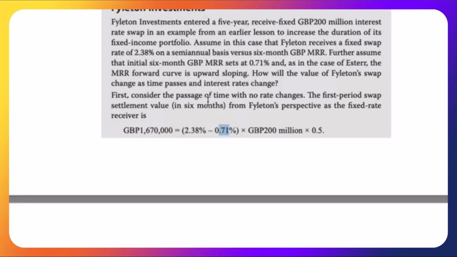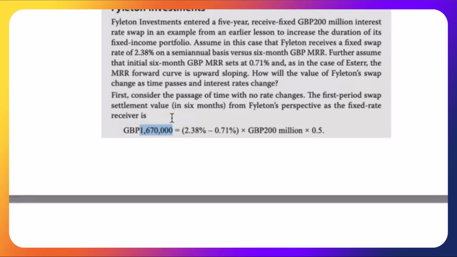Since it's receive fixed, pay floating, we put the 2.38 there. We put the floating rate over here, multiplied by the 200 million. And remember, I said it was for 6 months, so we have to multiply it by 0.5, which would be the same as dividing each of these rates by 2, finding the difference, and then just multiplying by the 200 million. We get 1,670,000, which we would receive. That's a net payment we would receive.